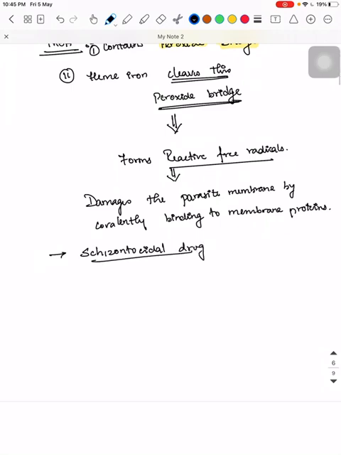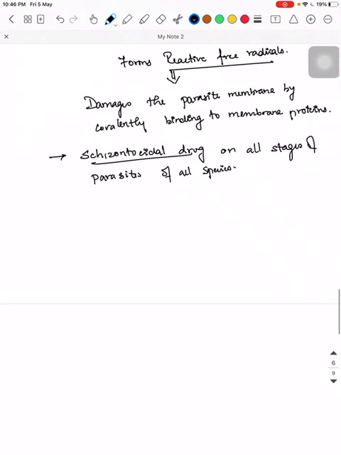So it is a rapidly acting schizontocidal drug on all the stages of parasites of all the species. It doesn't act against the hypnozoites. So, artemisinin derivatives.